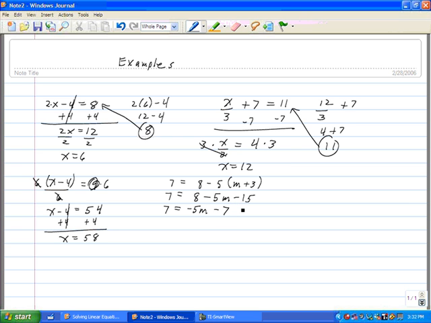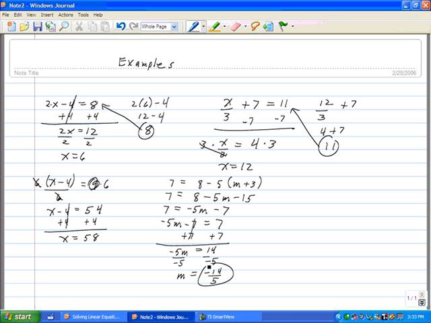7 equals, we're going to put the negative 5m up front for convenience, and an 8 and a minus 15 is a minus 7. Now at this point, if you want to trade sides and make it negative 5m minus 7 equals 7, if that's more convenient for you, you can, but you don't have to. I prefer my variables on the left, so that's what I would do. So I would go on to add 7 to both sides. I get negative 5m, because the minus 7 and the plus 7 cancel, equaling 14. Dividing by negative 5 on both sides, I have an answer of negative 14 fifths.